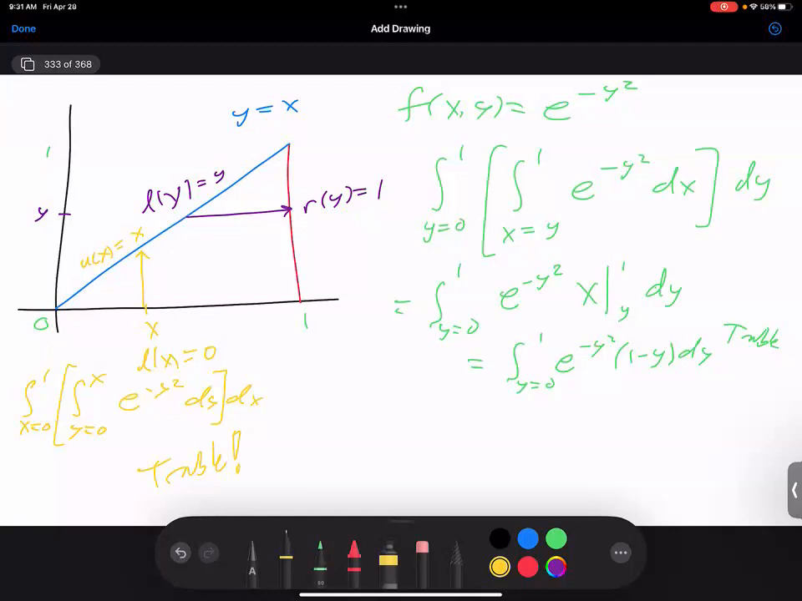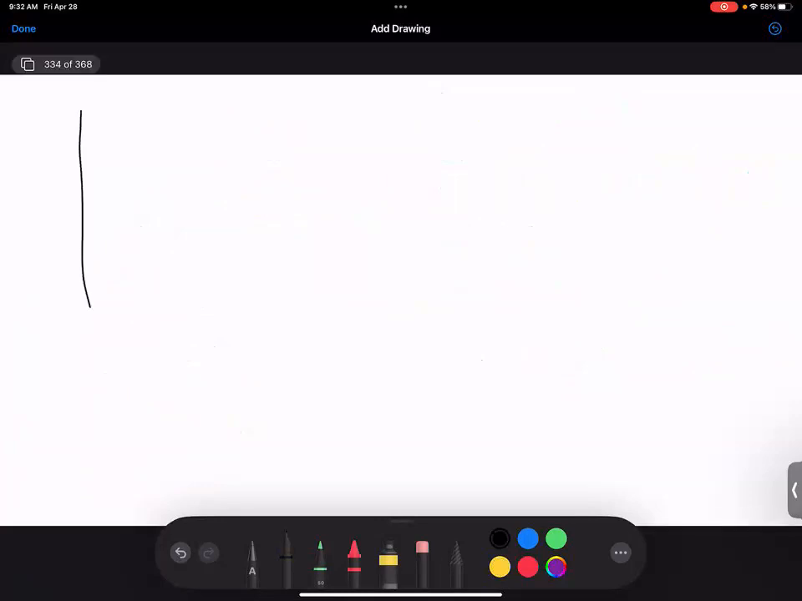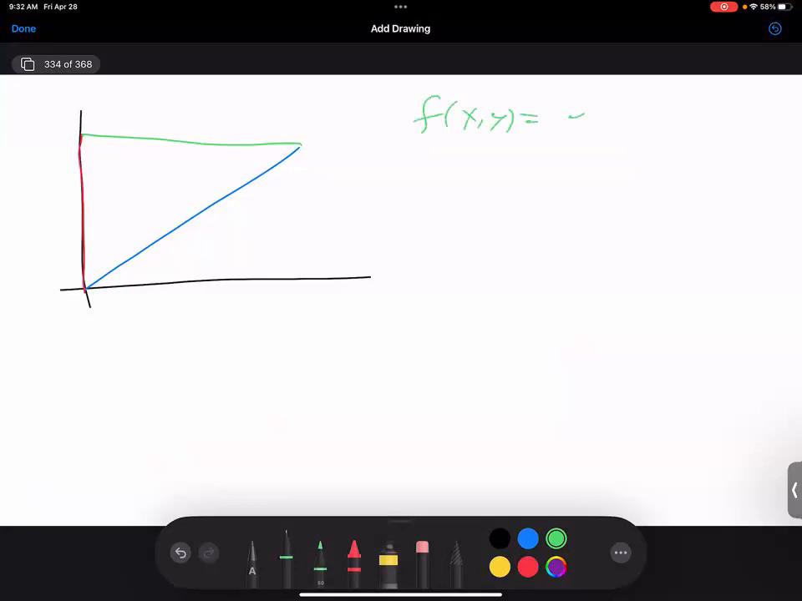Now, I can give you a modification of this problem that is nice. So the modification of this problem that is nice is if instead, what if I gave you this region? So it's going to be very similar to what we had before, except I'm going to do it like this. So I want this triangle. And I'm going to still keep f of x, y to be e to the negative y squared. And so here's the line y equals x. And so I fix a value. Yes. So let me do the x integration first.